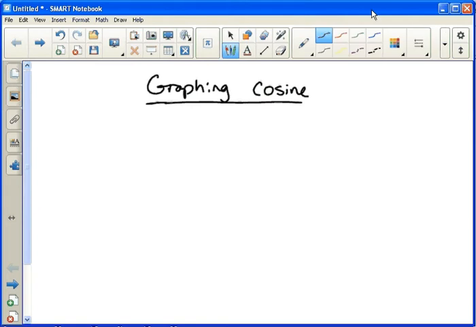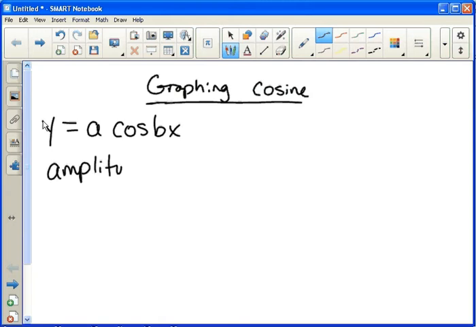So if we have y equals a times cosine of bx, then it is still the case that the amplitude is equal to a, and it is also still the case that you can find the period by doing 2 pi divided by b. So you just take 2 pi and divide it by whatever is in front of the x. And that's how you find the period.